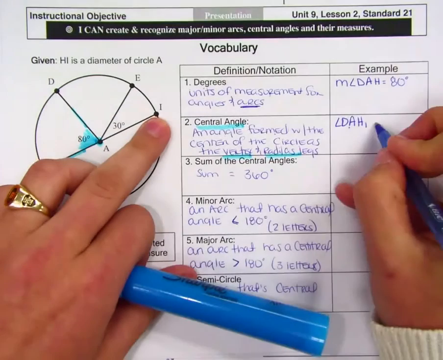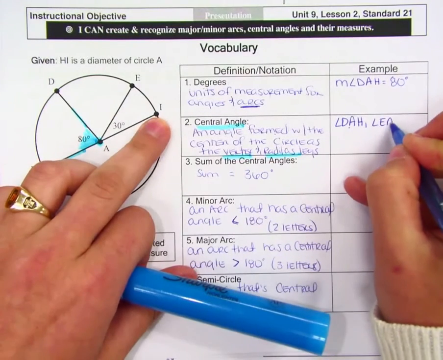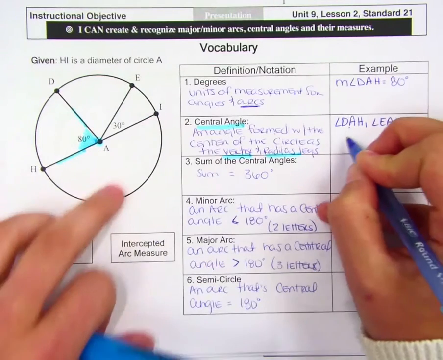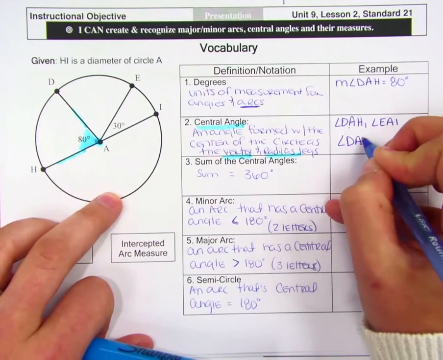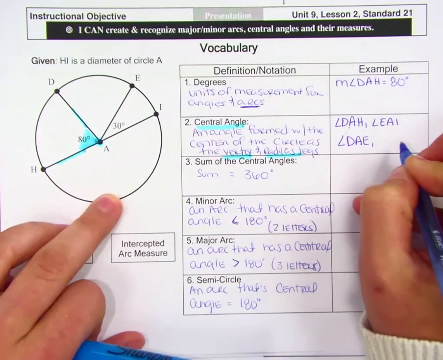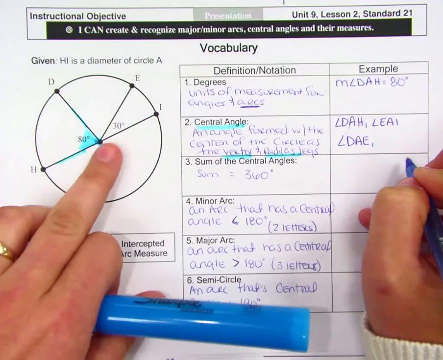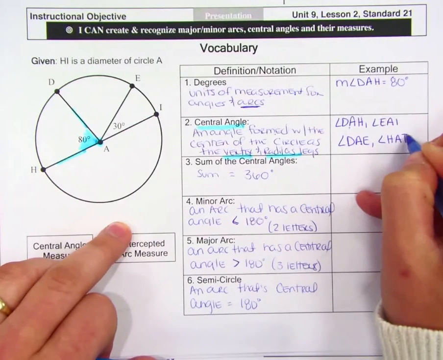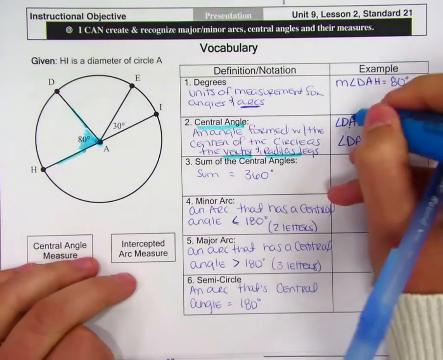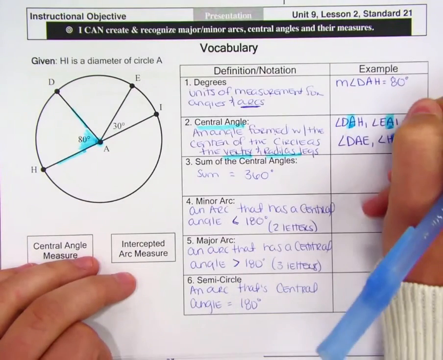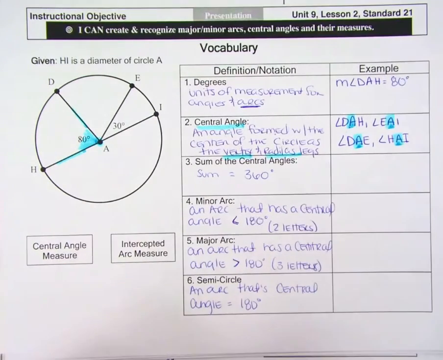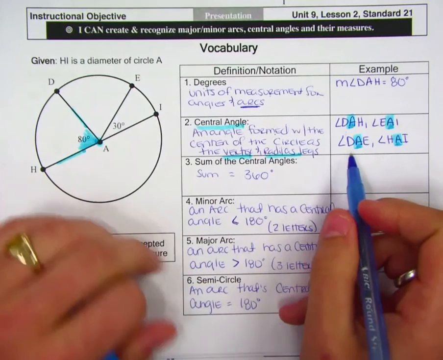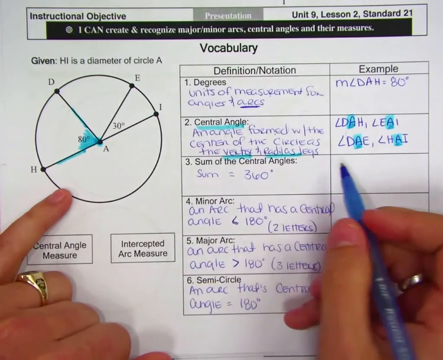Angle EAI is a central angle. Angle DAE is a central angle, and also technically angle HAI is a central angle. And what I want you to notice is all of them have the vertex A as a letter in the middle, and that's always going to be true for central angles.